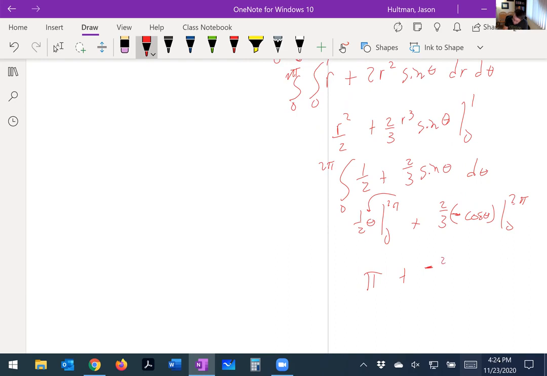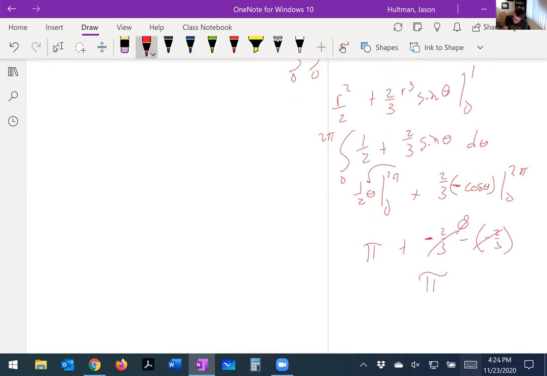It says negative 2/3 minus. Plug in 0, you get the same thing. It's just minus a negative 2/3. Those cancel out and give me 0. And so the answer is just pi.